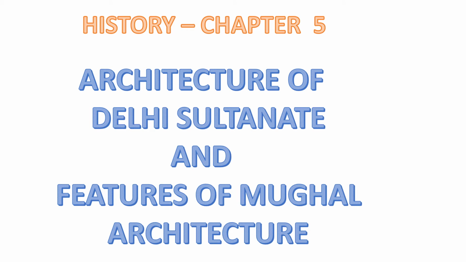In this video, I am going to explain to you about the architecture of the Delhi Sultanate and the features of Mughal architecture. So, children, the period of the Delhi Sultanate saw the birth of a new style of architecture which combined Indian and Islamic traditions. It was known as the Indo-Islamic style.